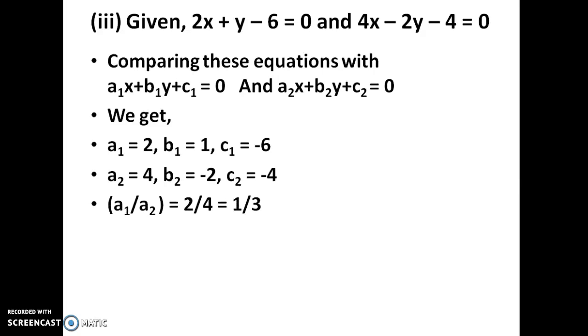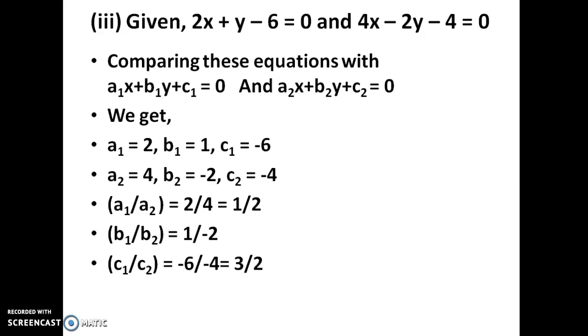a1 by a2 equal to 2 by 4. This 2 by 4 can be simplified to 1 by 2, I have written it wrong. Then a1 by a2 equal to 2 by 4 equal to 1 by 2. Then b1 by b2 equal to 1 by minus 2. c1 by c2 equal to minus 6 by minus 4 equal to 3 by 2.